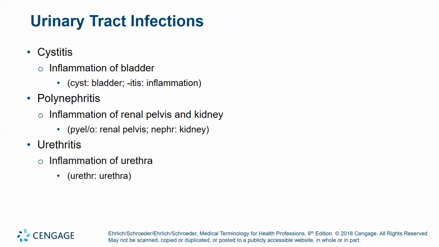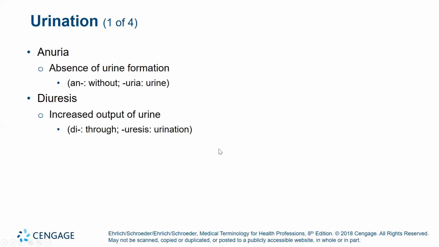Cystitis. Itis is inflammation. Cyst is bladder, inflammation of the bladder. Pyelonephritis. Again, we can break this one down. Pyelo is renal pelvis, nephro is kidney. So it's inflammation of renal pelvis and kidney. Urethritis is inflammation of the urethra. Anuria, absence of urine formation. Diuresis is increased output of urine.